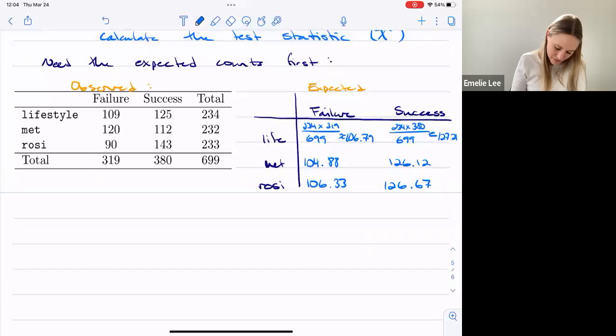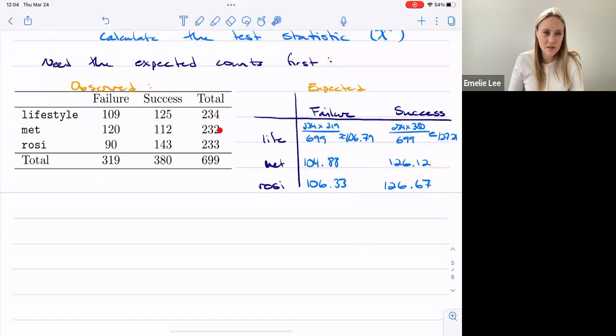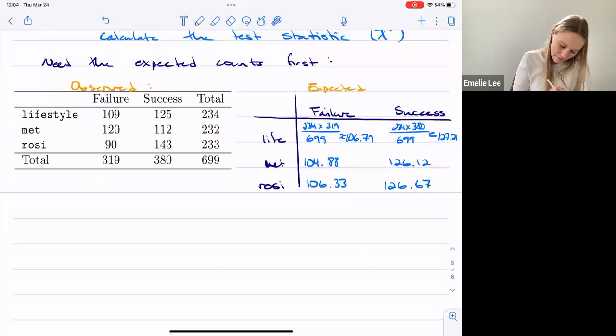Whoa. 231. I need 232. I better check that again. Let me see. 106.33 plus 126.67. Yeah, that one adds to 233. Something happened in my first one.